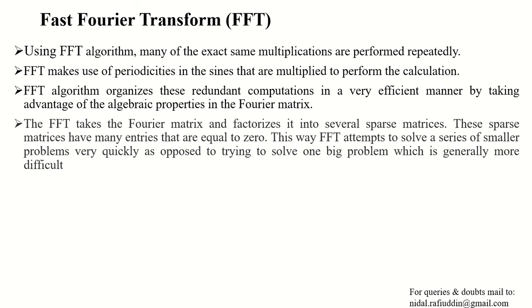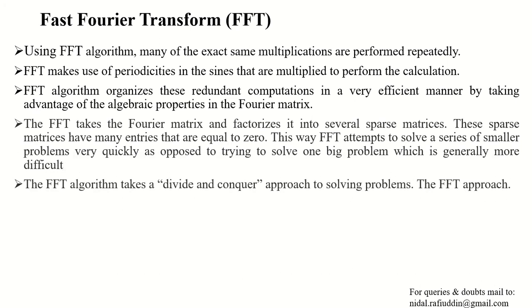This can be confirmed from the SFG, the flow graph, and the equations that we discussed. And what we are trying to do is perform a sort of divide and conquer approach. So we are factorizing the main matrix first into sparse matrices and further into small matrices. These sparse matrices have many entries that are equal to 0. This way FFT attempts to solve a series of smaller problems very quickly, as opposed to trying to solve one big problem, which is generally more difficult. The FFT algorithm takes a divide and conquer approach to solving problems.